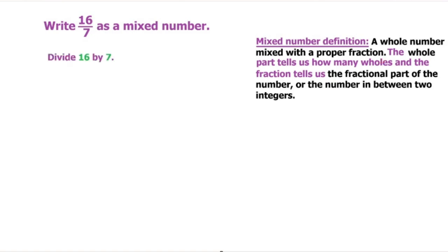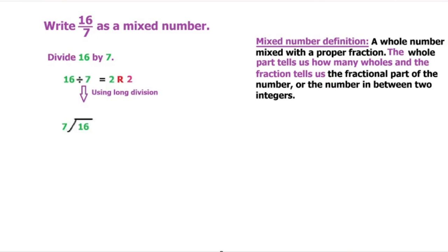So the first thing we have to do is divide this fraction the way it says to do. So divide 16 by 7. 16 divided by 7, 7 fits into 16 twice, and you have a remainder of 2. So let's review how to do that with long division. With long division, you would write it this way.